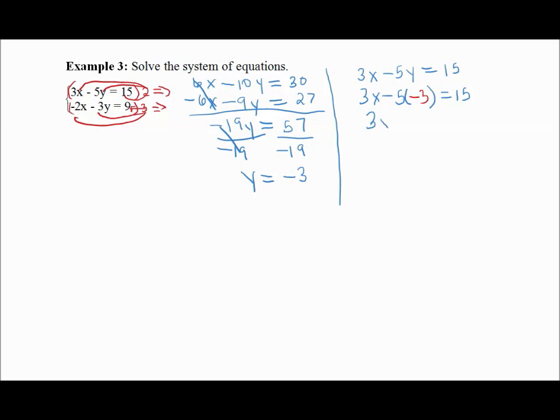So now I can simplify 3x. Negative 5 times a negative 3 gives me a positive 15 equals 15. Subtract 15 from both sides. That gives me 3x, 15's cancel out, is equal to 0. So of course if I divide by 3, that's just going to give me x is 0. So now I have my solution. My solution for this, my x is 0 and my y is negative 3.